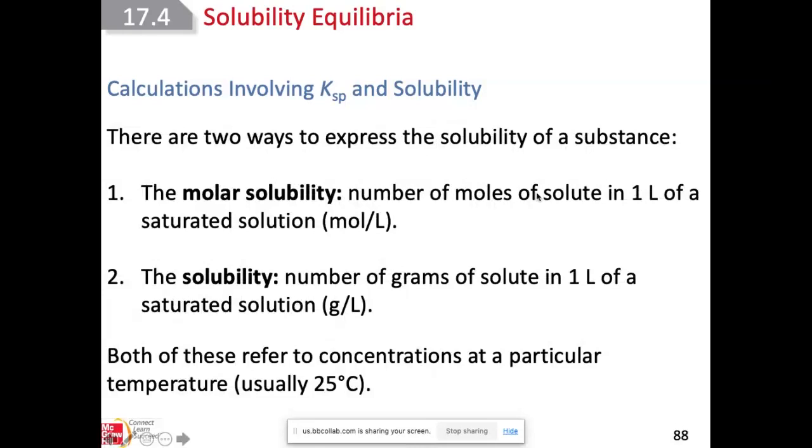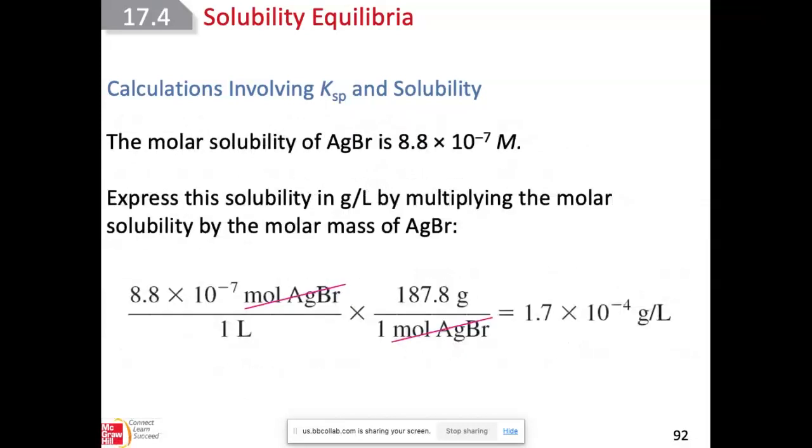The number of moles of solute in 1 liter of a saturated solution. Here we can see that the molar solubility of AgBr is 8.8 times 10 to the negative 7 molar. So, a very small solubility.